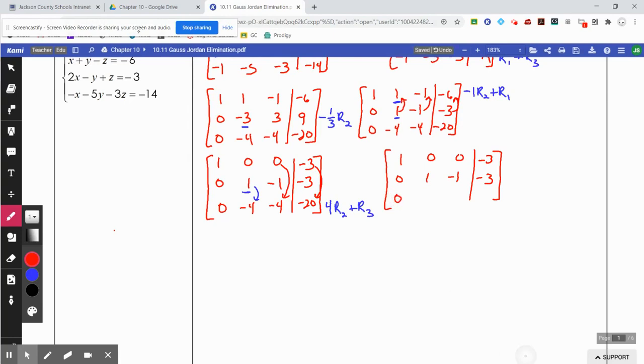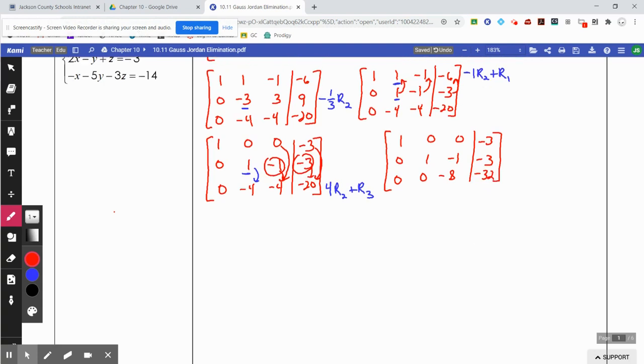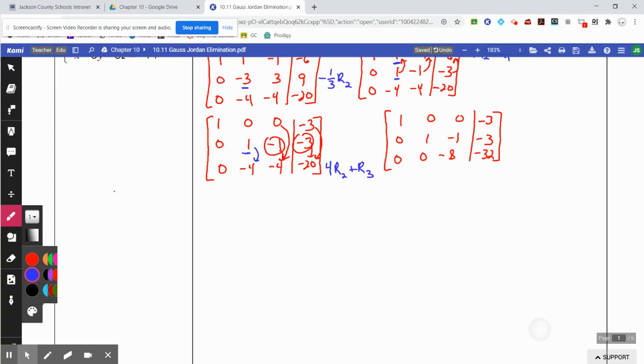4 times 1 and -4 gives you a 0 there. 4 times a -1 here is -4, and -4 is a -8. 4 times -3 is -12, and -20 is -32. Next up, we're done with our second column now, so let's move on to our third column.